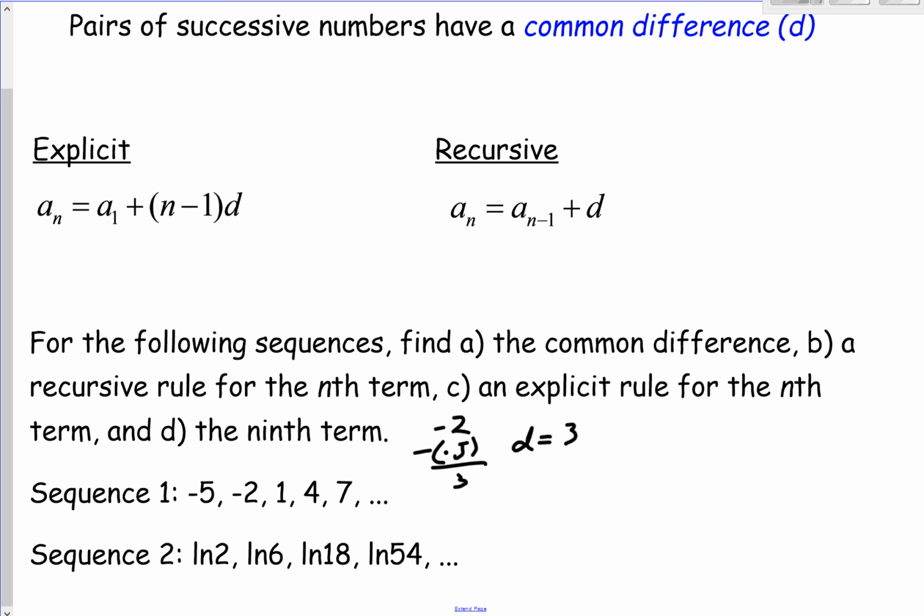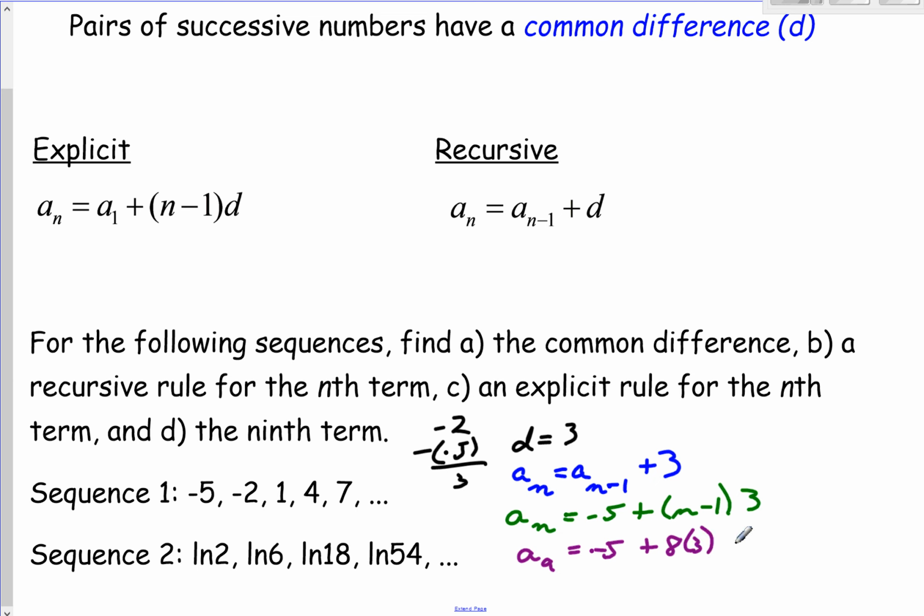So then, since I know my first term, and now that I know d, a recursive rule would be my nth term would be the previous term plus 3. If I wanted to do this explicitly, well, then explicitly, it would be my first term, which I'm told is -5, plus n minus 1 times 3. And so then if I wanted to find the ninth term, a9 would be -5 plus 8 times 3. Well, 8 times 3 is 24, plus -5 is 19.